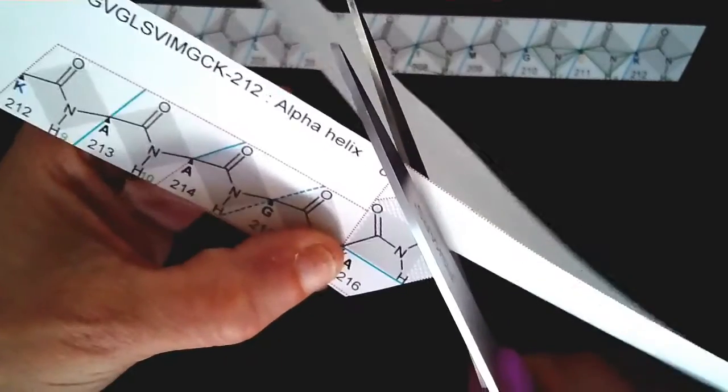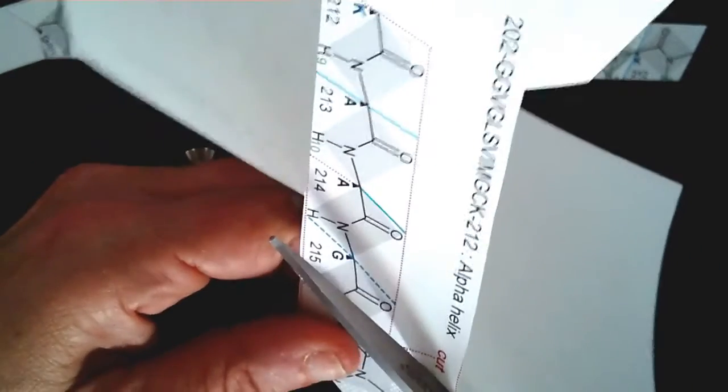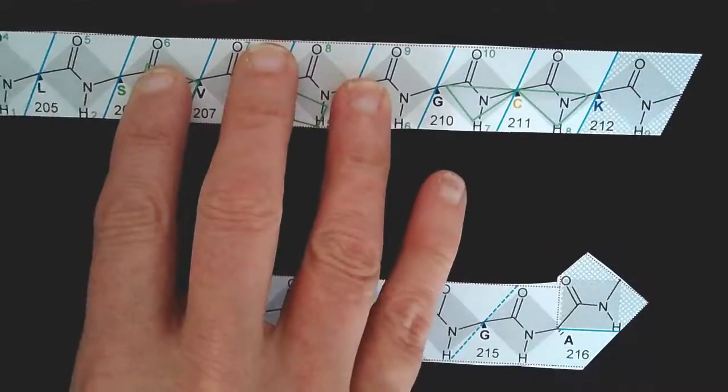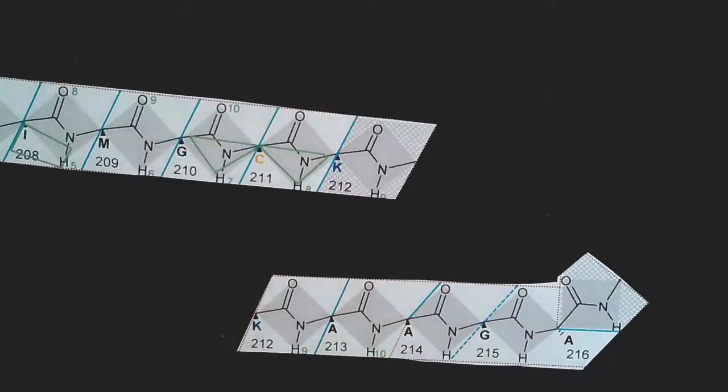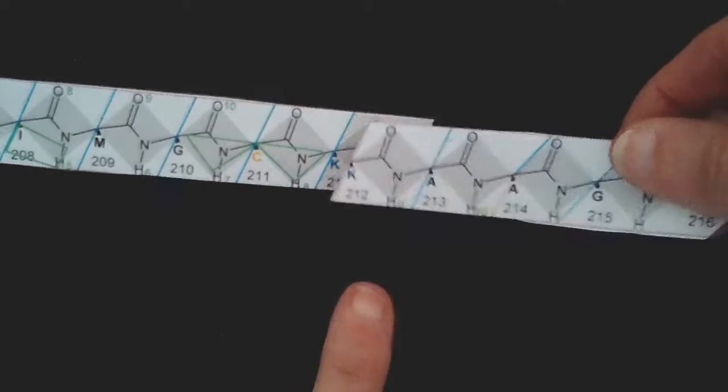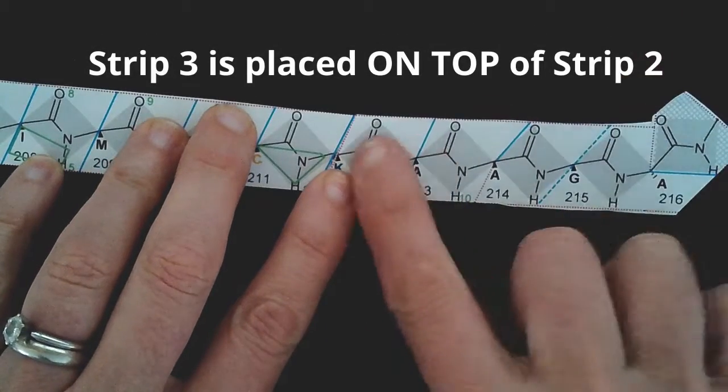Gray, you know what gray means. We're gonna do some gluing. And another cut right here after we glue. Okay, so we'll have to make sure we do that. And good. 212. 212 at the end of strip two requires some glue. To 212. It should fit perfectly.